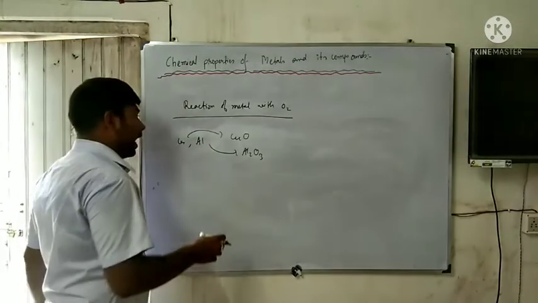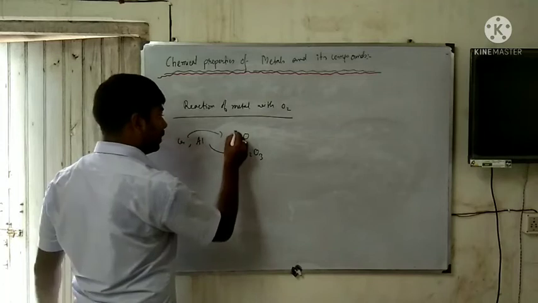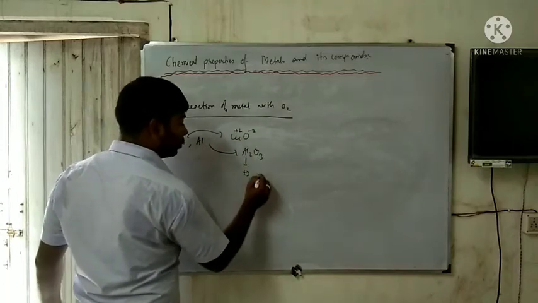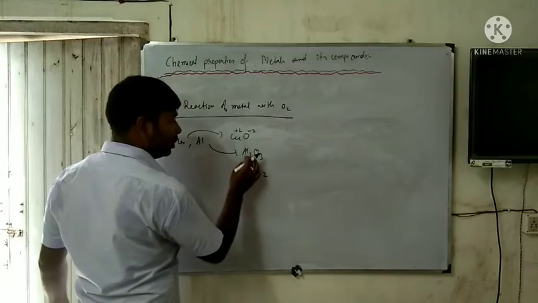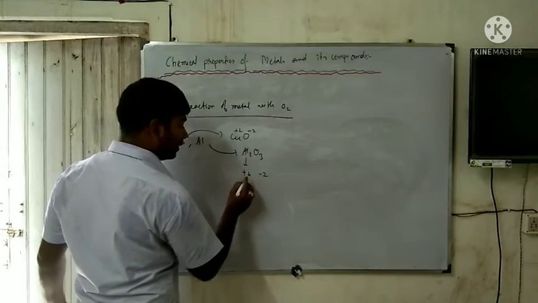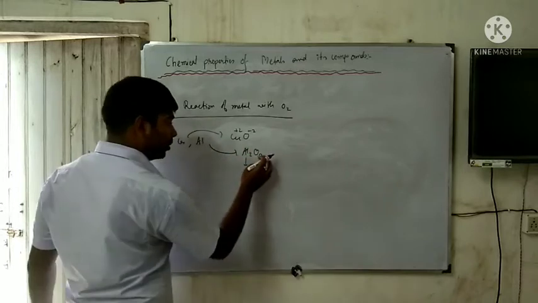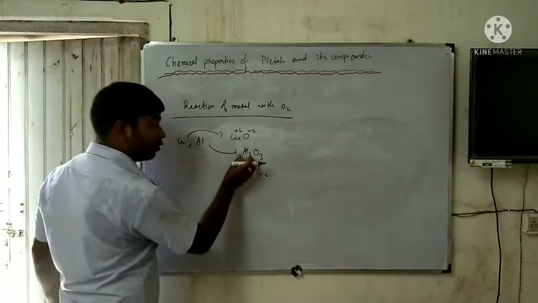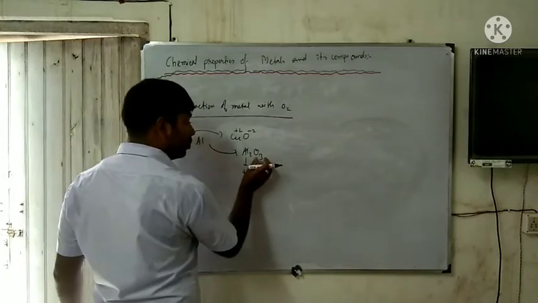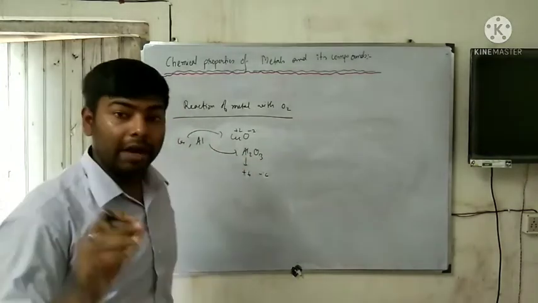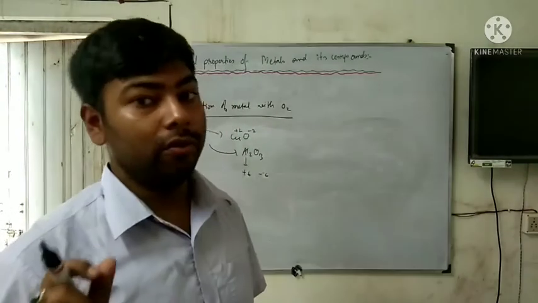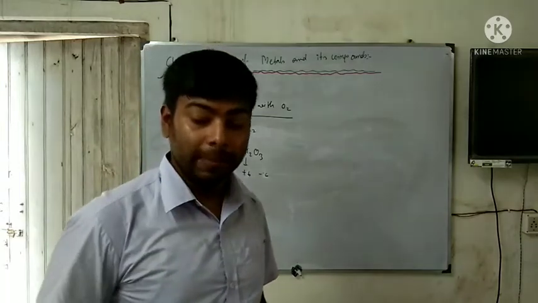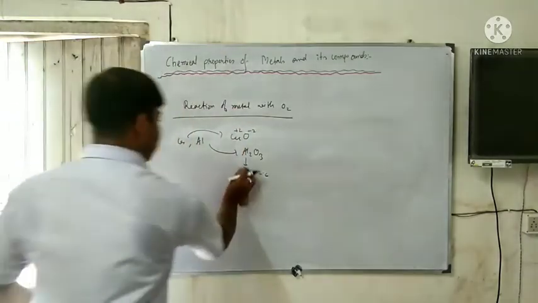Suppose copper has valency or oxidation state +2, oxygen is -2. Aluminum is +3 and oxygen is -2. As we have 2 aluminum, it becomes +6, and for 3 oxygen it is -6. That's why they combine and form an electrically neutral compound. This is a very silly thing, but you have to be very clear with that.